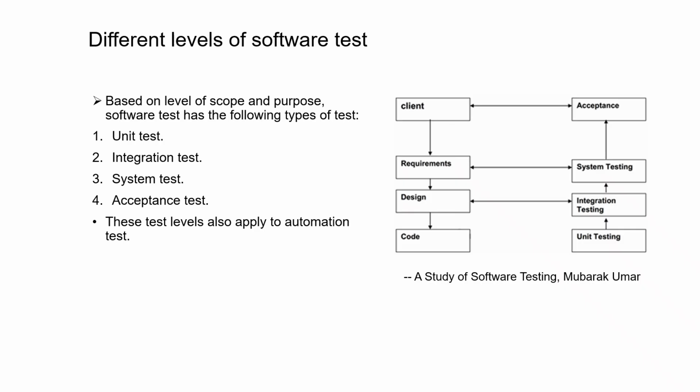Based on level of scope and purpose, software test has the following types of tests: unit test, integration test, system test, and acceptance test. These test levels also apply to automation tests.